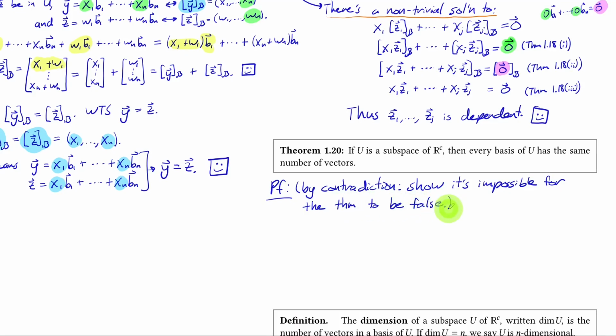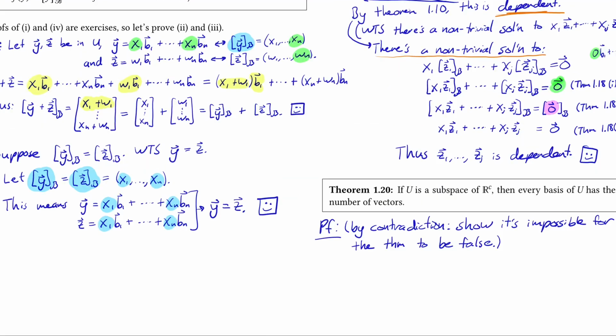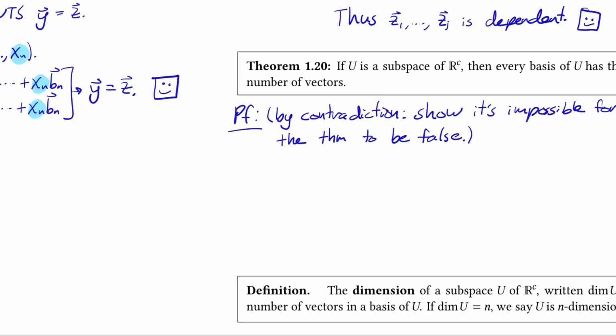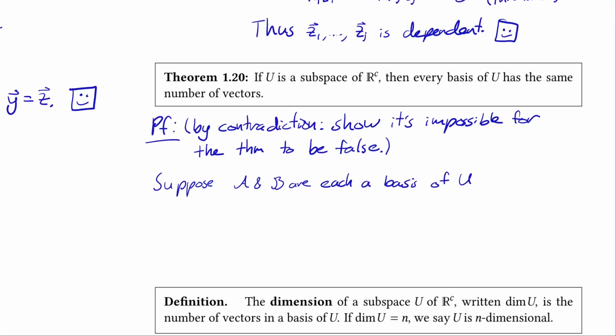And we're going to prove this by contradiction. What a proof by contradiction means is we're going to show it's impossible for the theorem to be false. So let's say you have two different bases of U with different numbers of vectors, like if the theorem is false. So if you have two bases of the same subspace with different numbers of vectors, then one of them, whichever one is bigger, has more vectors in it than a basis, the smaller one.